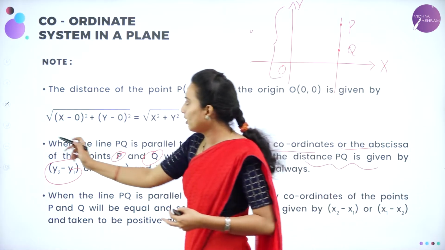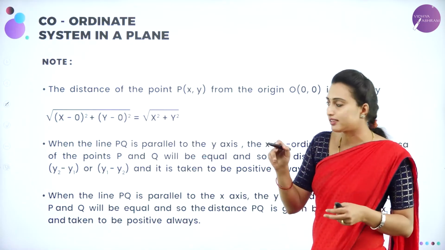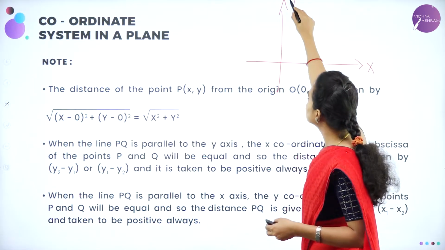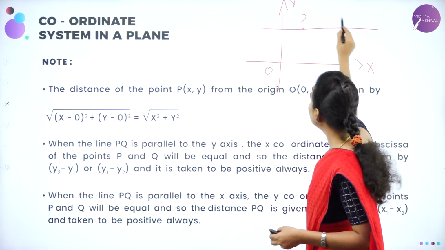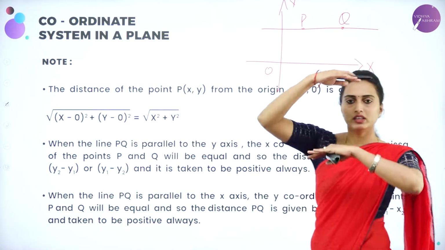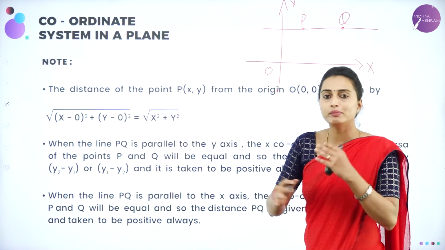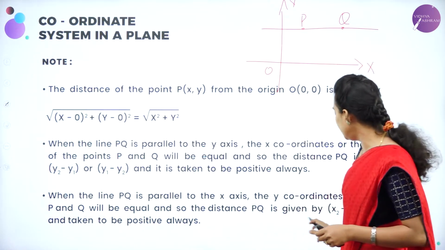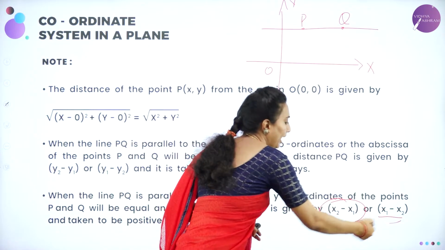Understood? Next, when the line PQ is parallel to the x-axis, suppose it is like this: this is the x-axis, this is the y-axis, this is the origin. This is a point P and this is a point Q. So when the line PQ is parallel to the x-axis, the distance will be either equal to x2 minus x1 or equal to x1 minus x2.